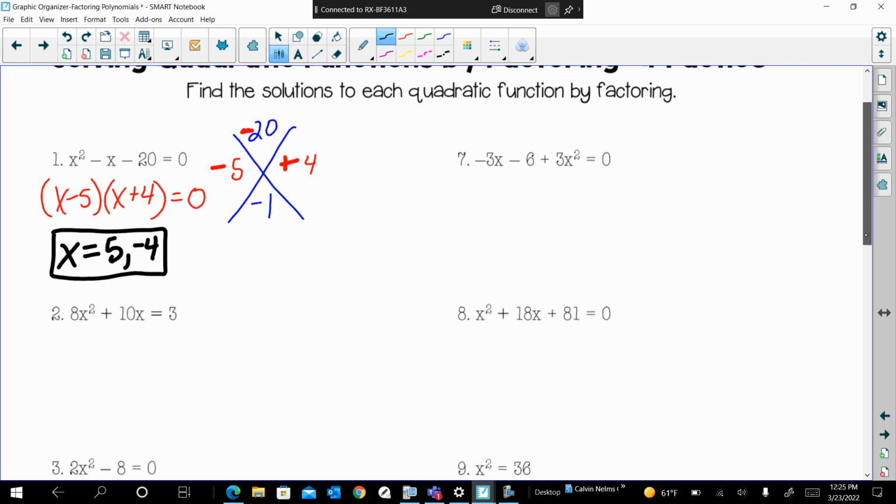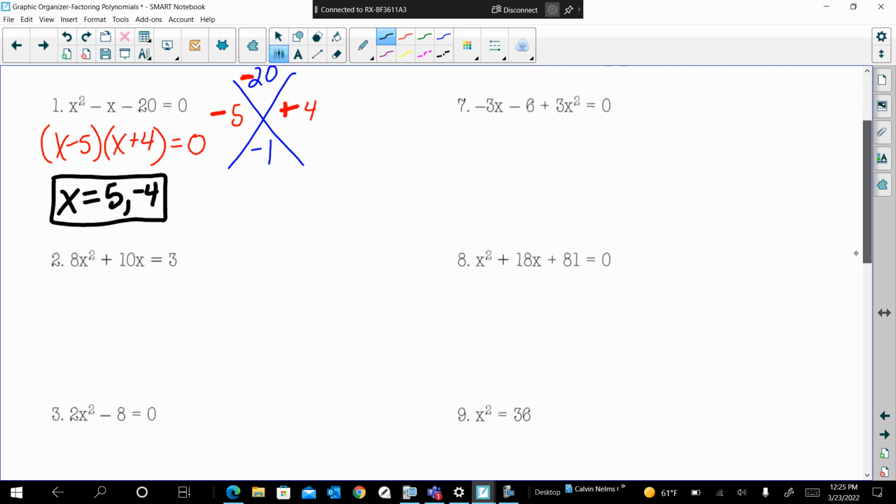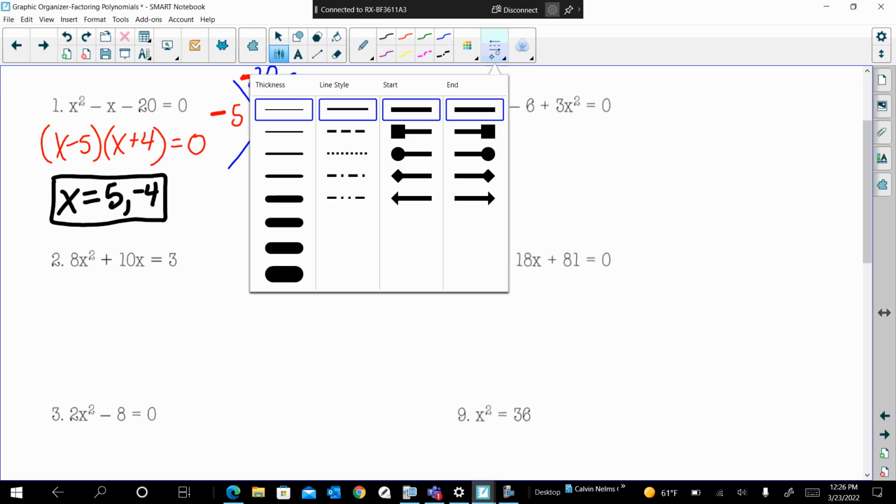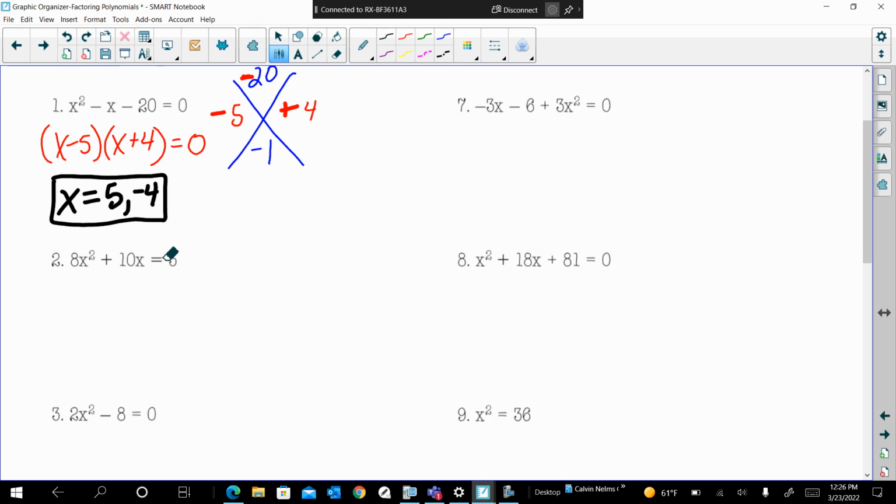I'm going to do the left side. So I'm going to do a couple with you to make sure everyone's on the right track, but I'm going to stay on the left side of the worksheet. So on 2, is it in standard form? Is it equal to 0? No. So what am I going to need to do to make this equal to 0?